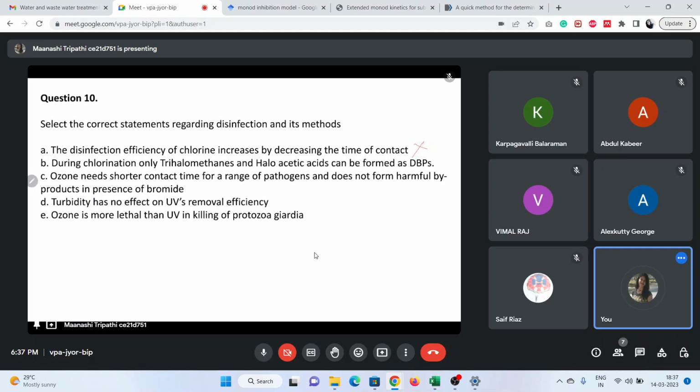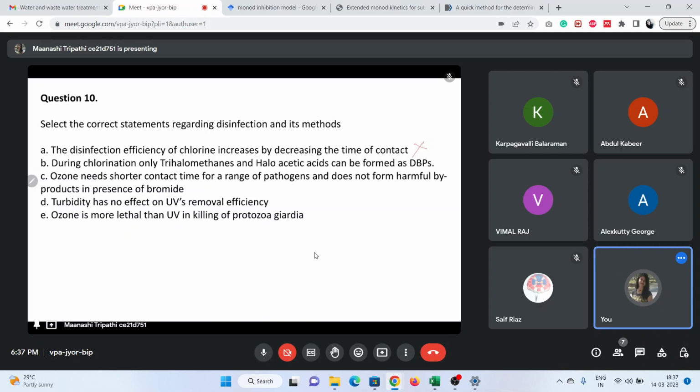During chlorination, only trihalomethanes and haloacetic acids can be formed as DBPs. So this is also wrong. Earlier, actually, we used to think that only these DBPs are forming. But later we realized that there are more DBPs. There are many nitrogenous DBPs also, that are more harmful than the normal carbonaceous DBPs.